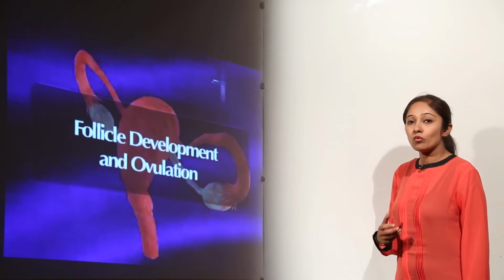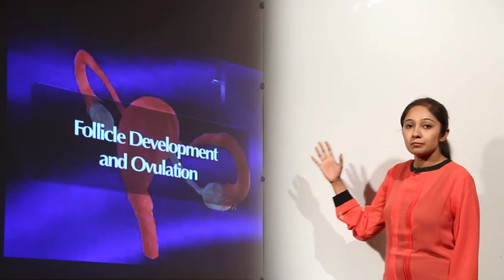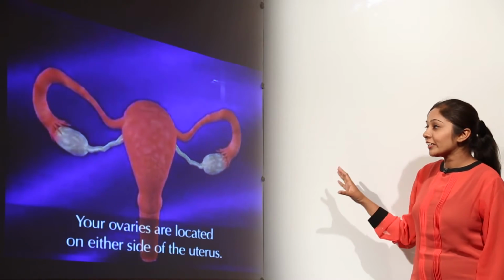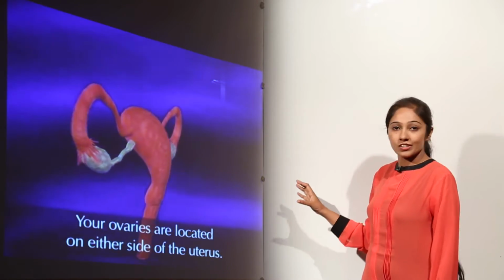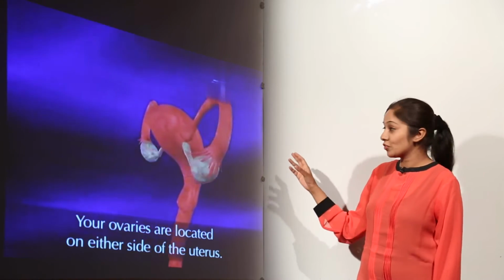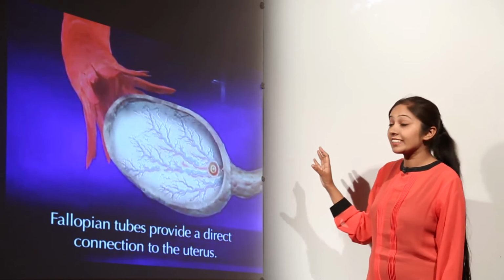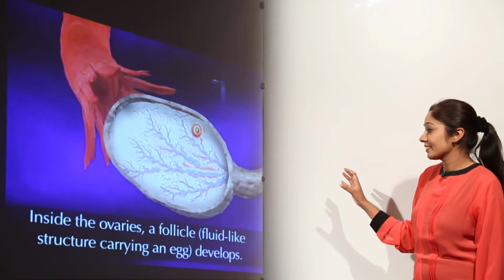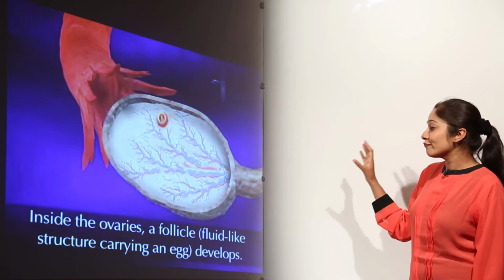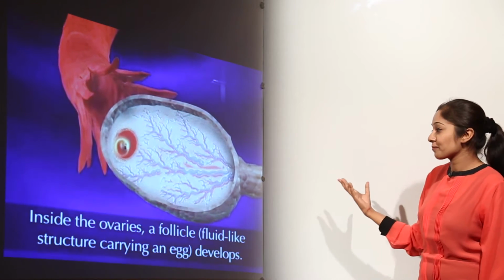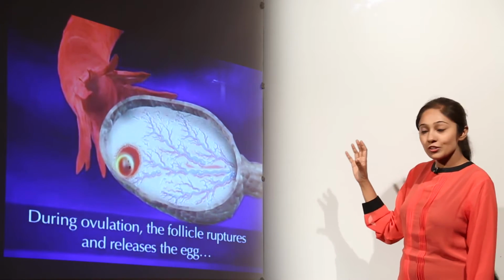Let us have an overview of follicle development and ovulation. As you all know, your ovaries are located on either side of the uterus, and fallopian tubes provide a direct connection to the uterus. Inside the ovaries, a fluid-like structure called a follicle, carrying an egg, develops. And what is going to happen next?